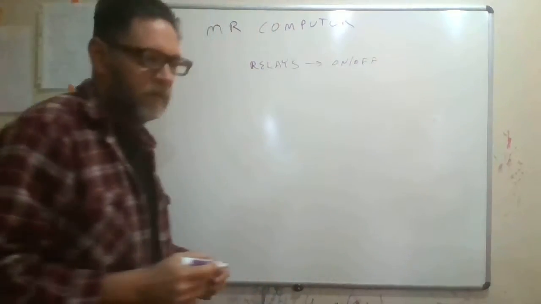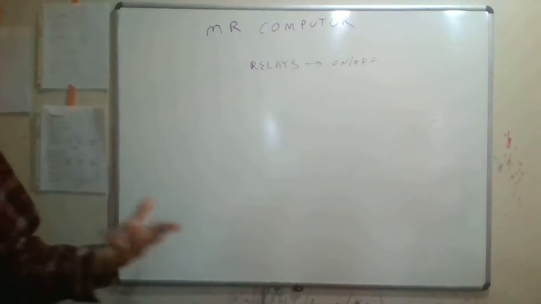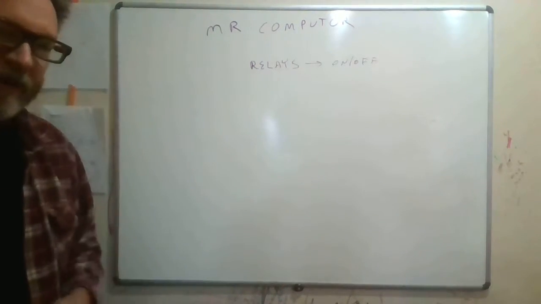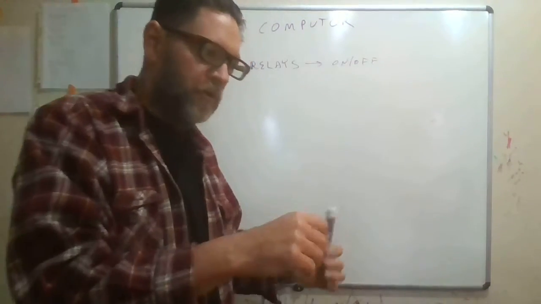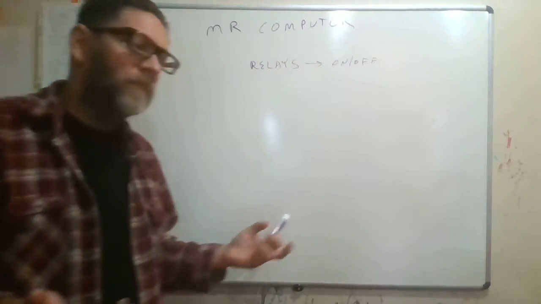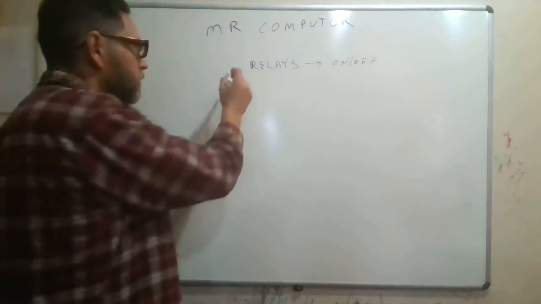And a relay is nothing but an on-off device. Remember we talked about electricity. A relay is nothing but an on-off device: you put power to it, it turns on. You take away power, it turns off. That's it. That's all it can do. That is where computers started.